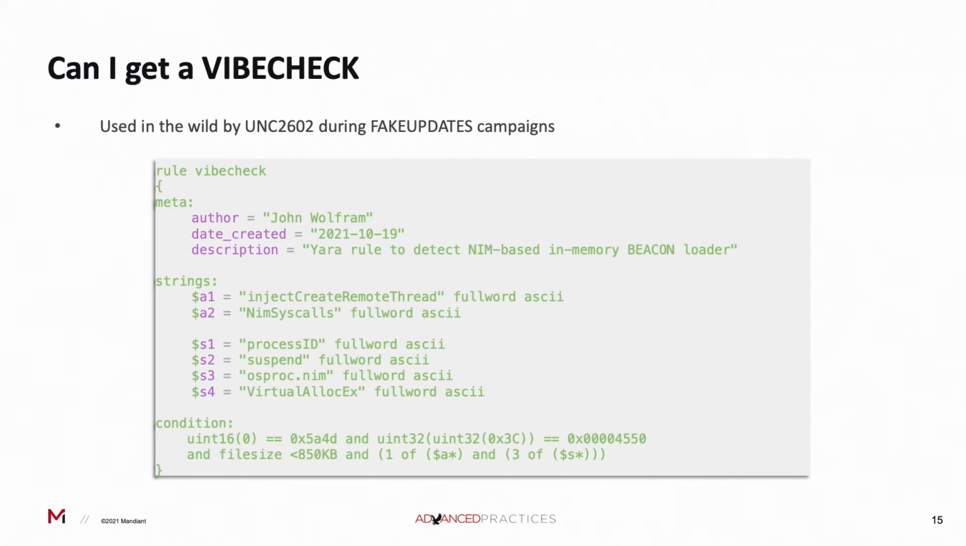It uses syscalls to do a lot of the process injection. So what you see here, the first two strings are pretty much specific to that project. And then the next four are basically a variation that lead to believing that this is going to be something bad, because it's either getting a process ID, suspending a process, using OSPROC, which is for Nim syscalls, or using VirtualAlloc. All these lead us to the conclusion that this is probably doing something bad. When you combine it with those first two strings, it gets even better fidelity.